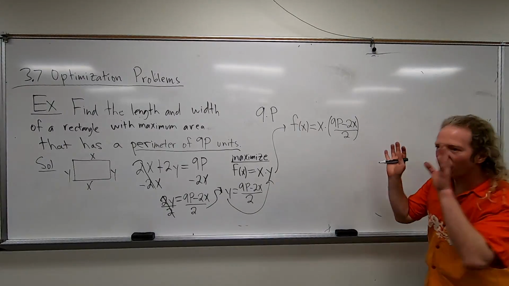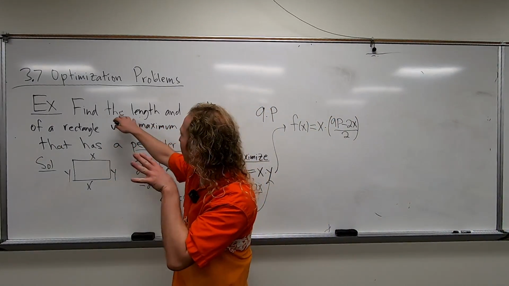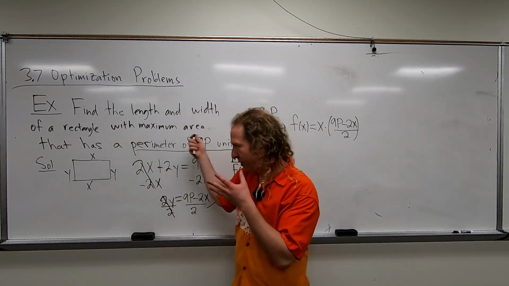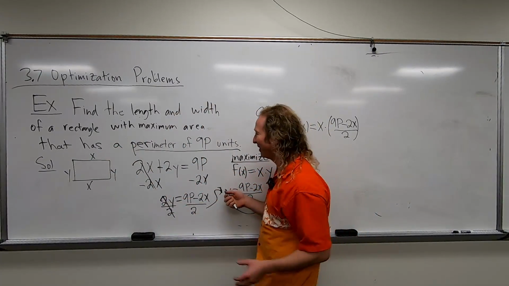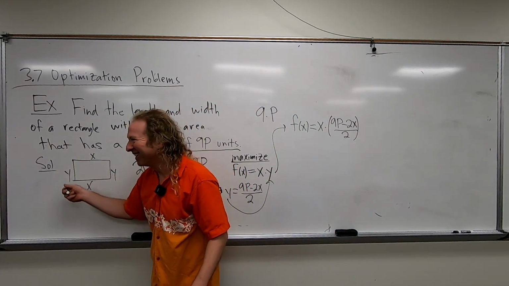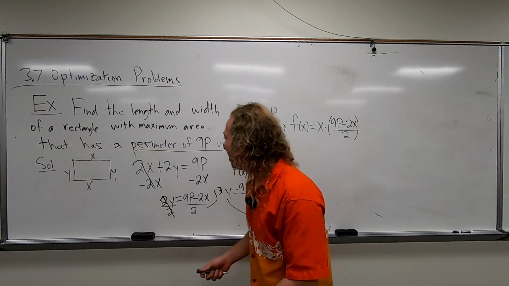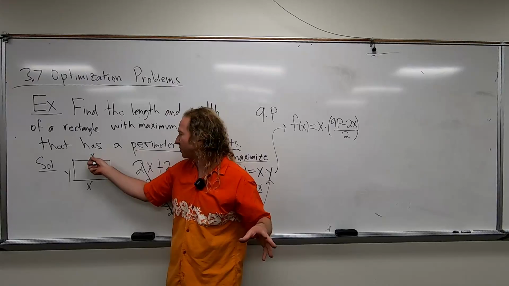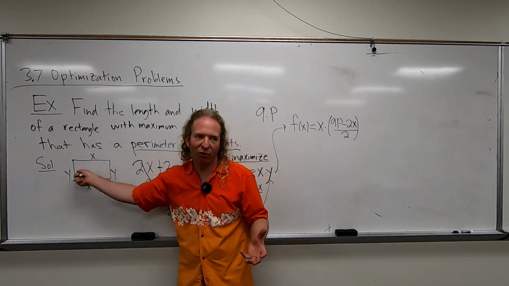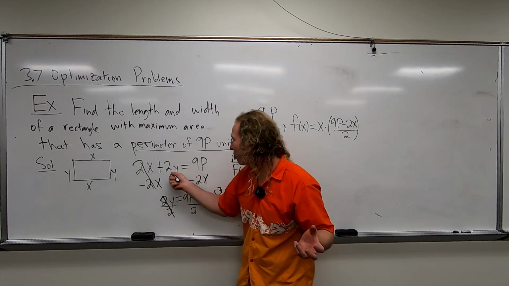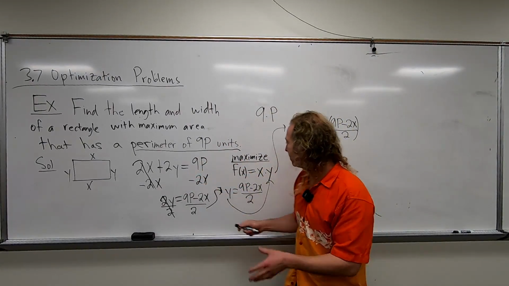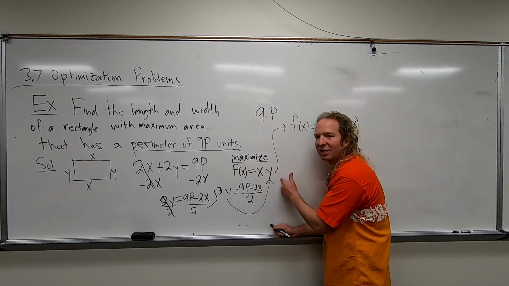Okay, so recap. The question wants us to find the length and width of a rectangle with maximum area that has a perimeter of 9p units. So you have x, x, y, y. Perimeter means you add up all of the lengths of the sides. So x plus x is 2x, and y plus y is 2y. So 2x plus 2y is equal to 9p. I know the 9p is not fun, but it makes it harder. And then we want to make x times y as big as possible, because that's the area.